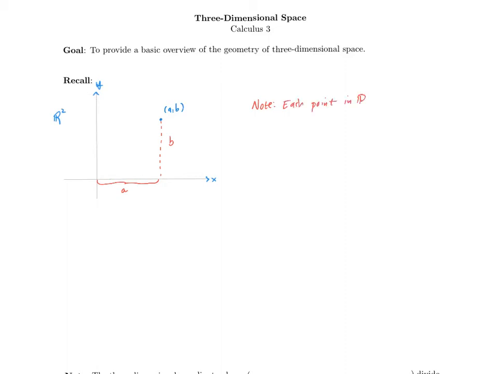And the observation to make is that each point in R2 can be represented as a pair. And because each point can be represented as a pair, this is why we refer to the plane as two-dimensional. So we'll say R2, or the XY plane, is two-dimensional.